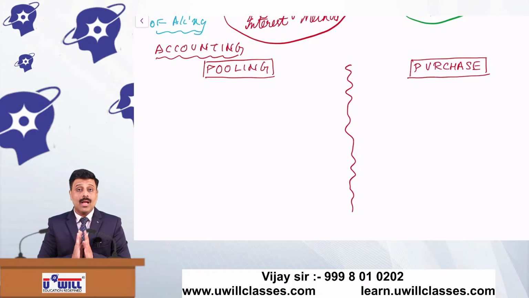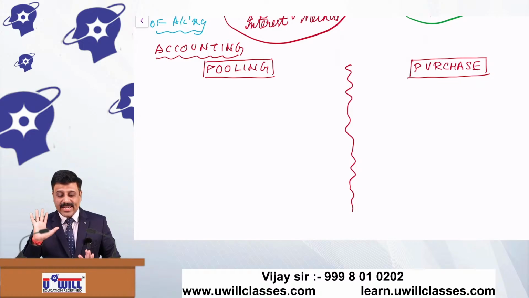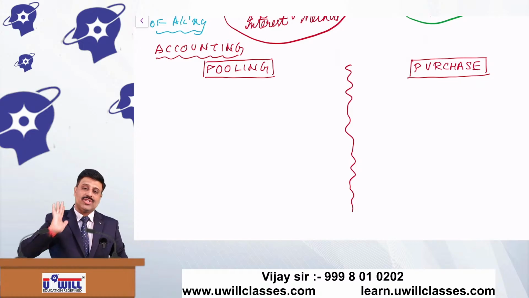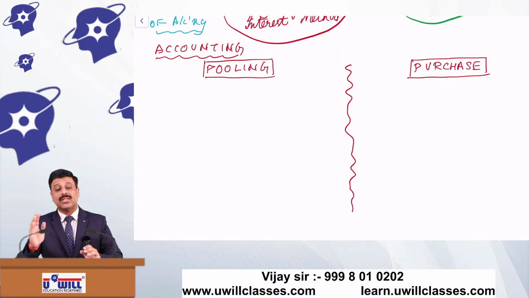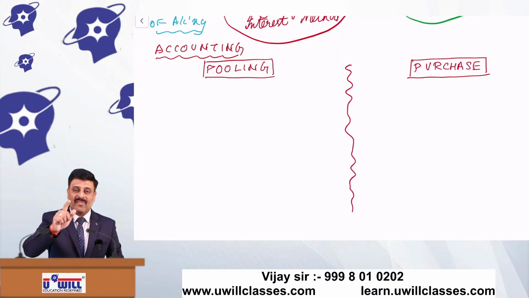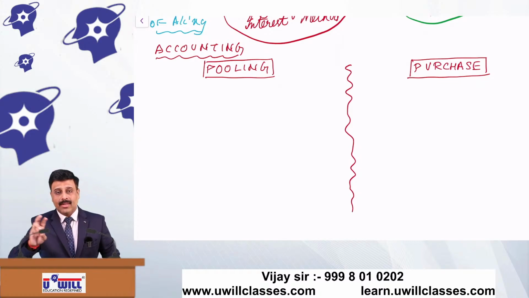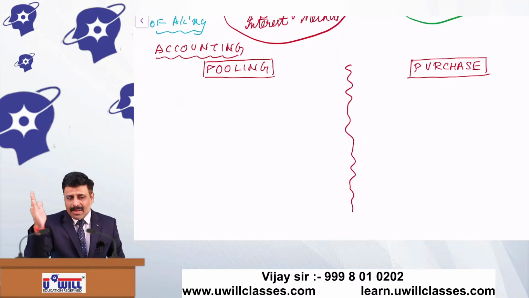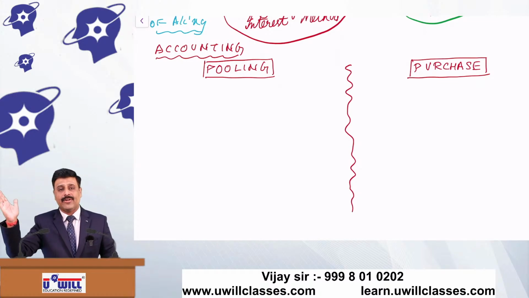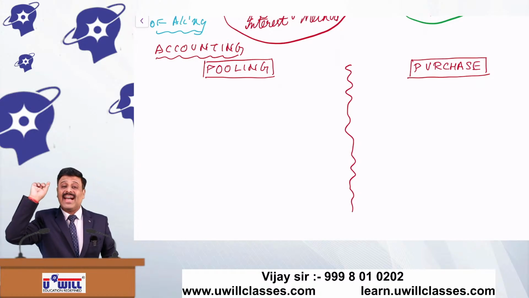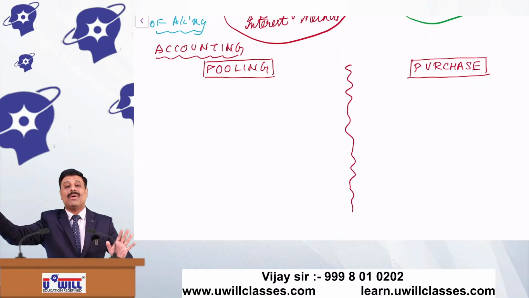Total maximum 6 or 7 entries are possible, out of which 3 entries will be there in all the questions. First 3 entries will be there in all the questions, whether it is merger or purchase. So whether you follow pooling of interest method or purchase method, minimum 3 entries in the books of transferee company you have to pass in each and every question. After that, the remaining 3 to 4 entries are to be passed based on question to question. If that information is given in the question, then only you have to pass those entries.